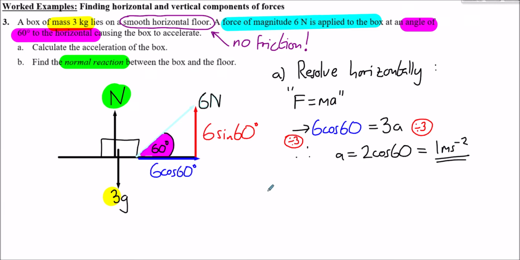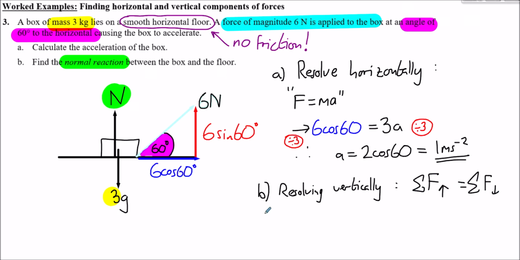For B, we need to find the normal reaction. So, resolving vertically, because the object isn't moving up or down, it's just going along here, this box, we can say that the total of forces going up will equal the total of the forces acting down. So forces acting up, we've got N, the normal reaction force we're trying to find, and also we've got 6 sin 60.